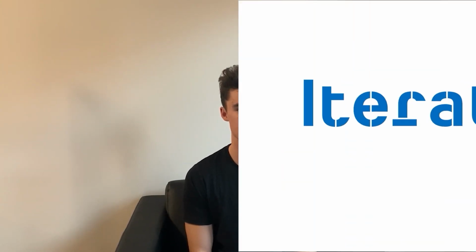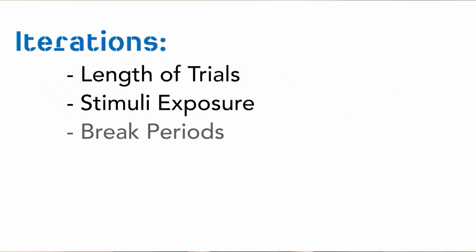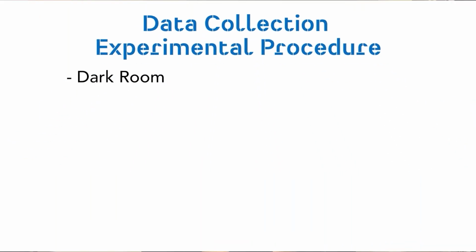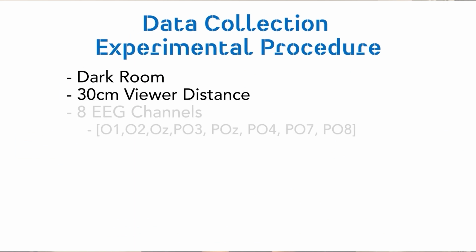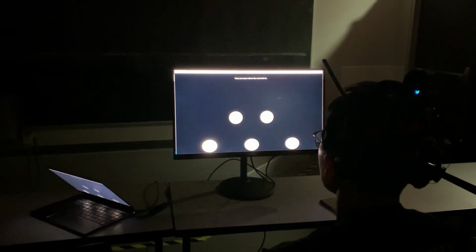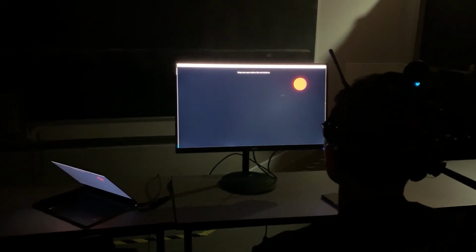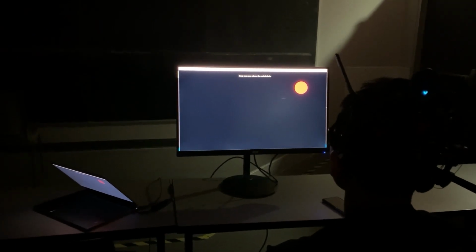There existed several iterations to the experimental procedure, particularly with regards to the length of trials, stimuli exposure, and break periods. The following is WATOLINK's data collection experimental procedure. The experiment takes place in a dark room where participants are placed 30 centimeters with respect to their eyes from the screen where the stimuli were presented. Participants were asked to avoid blinking or sudden movements during stimuli presentation, and to concentrate and maintain good posture.